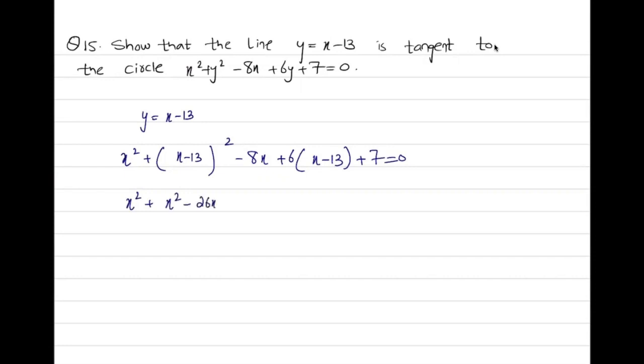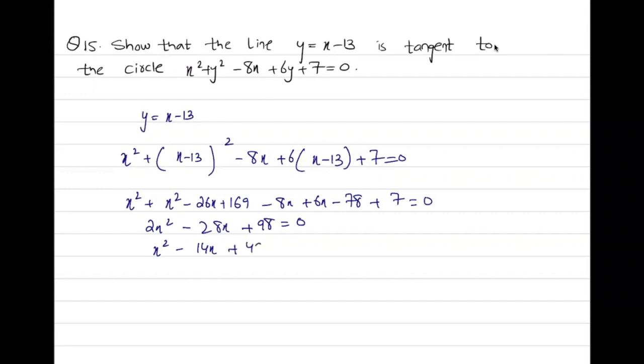x square minus 26x plus 13 square is, I think, 169. Yeah. 6 times 13 should be around 78. Now that's 2x square, that's minus 28x, 169 minus 78 plus 7 is plus 98 equals 0. You divide the equation by 2 to simplify this. That's going to be 49. Okay. Now you're going to solve for x.